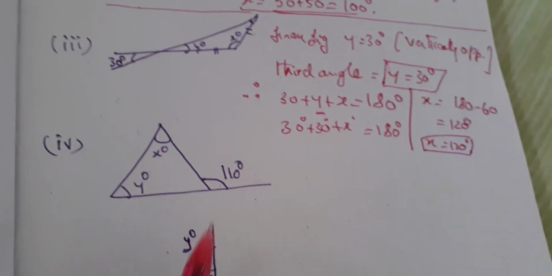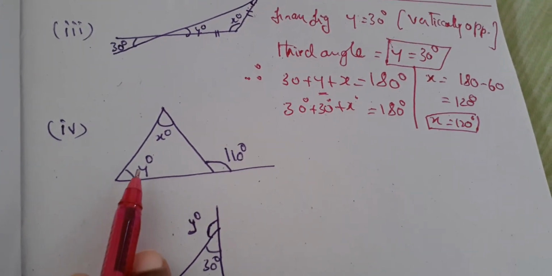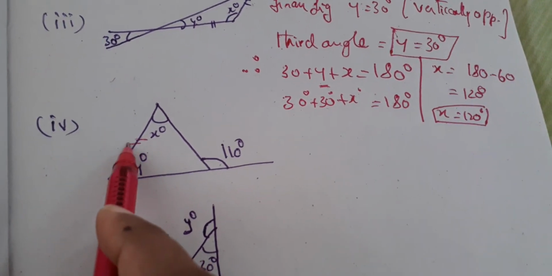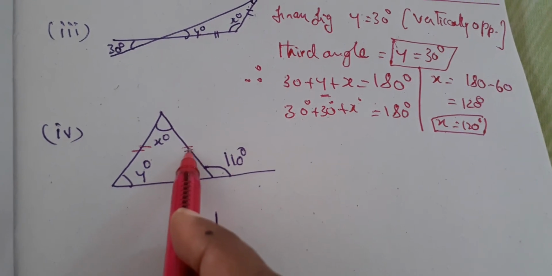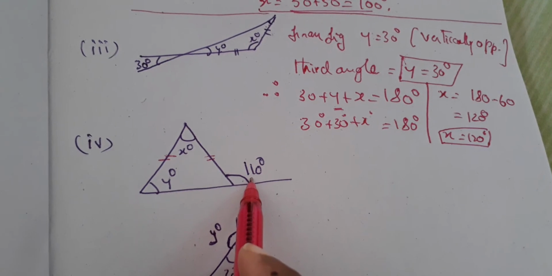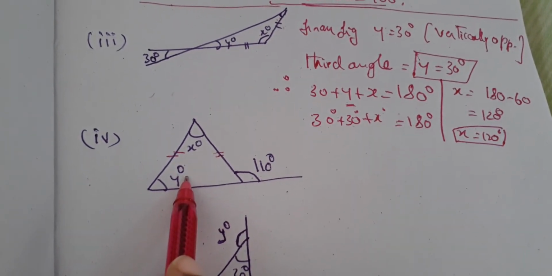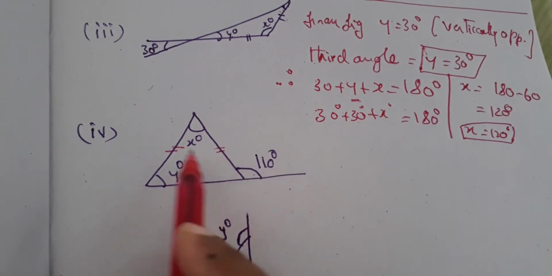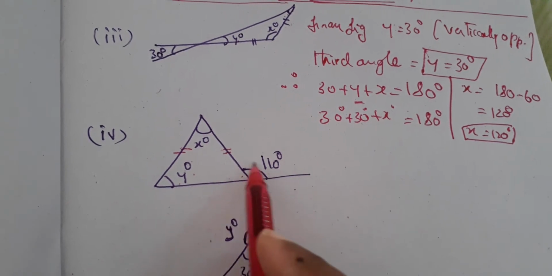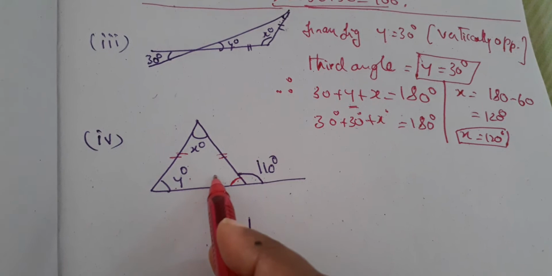So in the next one, nothing much difficult, because here again it is the same thing. It's given that the two sides are equal, and this is 110 degrees exterior angle, and this is x and this is y. Now, since these two sides are equal, which angles are equal? This y is equal to this one. Now this is an adjacent angle to this one. So then this is going to be 70 degrees, is it not?